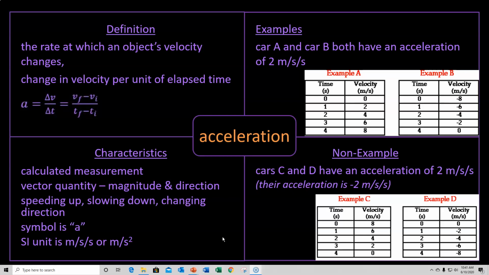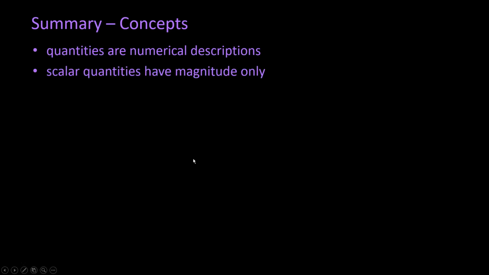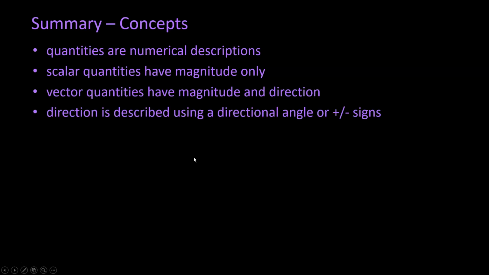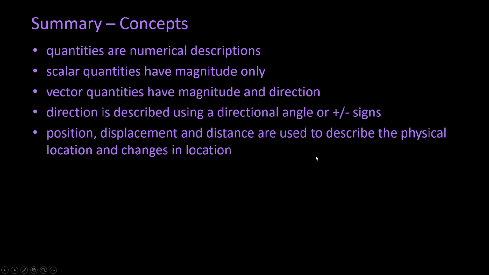That wraps up our lesson on describing motion with words. Let's summarize some of the key concepts we learned. Quantities are numerical descriptions. Scalar quantities have magnitude only. Vector quantities have magnitude and direction. Direction is described using a directional angle measured counterclockwise from a positive x-axis, or plus or minus signs if the direction lies on the x or y-axis.